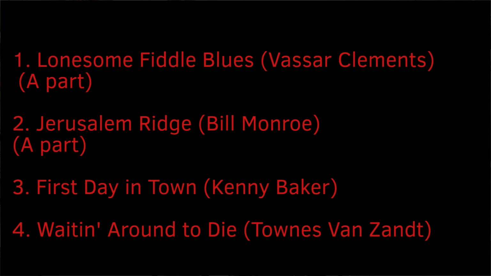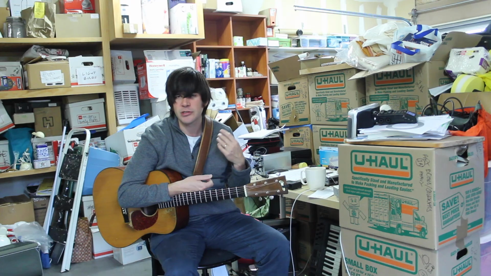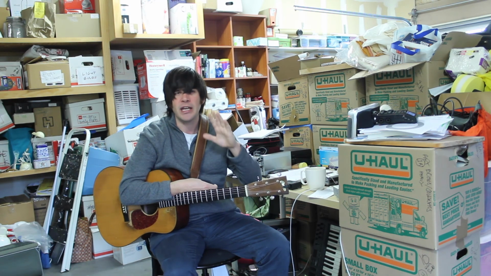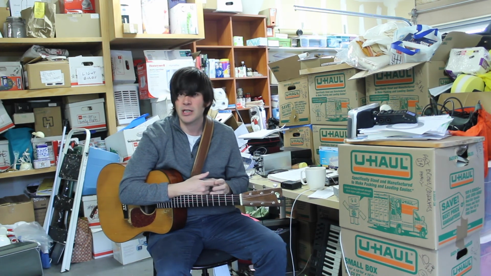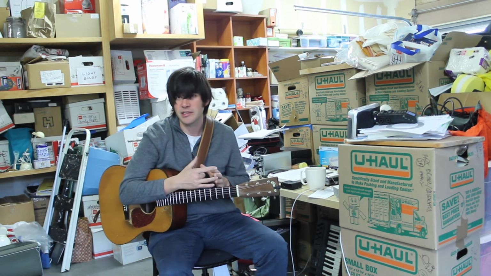Kenny Baker tune, First Day in Town. Again, a few exceptions, but it's got a very minor feel. It's got a 1 chord and a flat 7 chord, 1 minor, flat 7. Townes Van Zandt's Waiting Around to Die is a classic minor progression. These are just a few things to check out in our vague land of country, bluegrass, and fiddle tunes that you could apply some of this minor knowledge that we're talking about today.